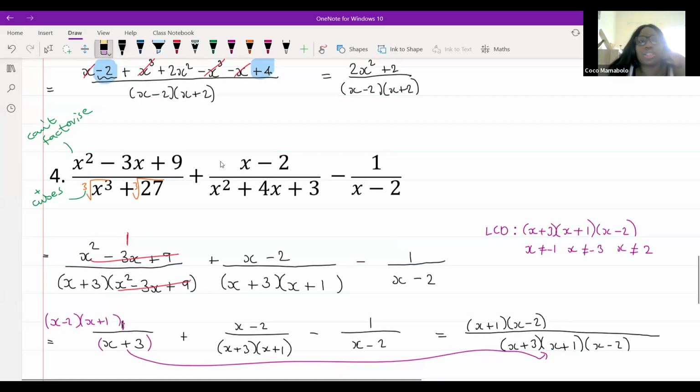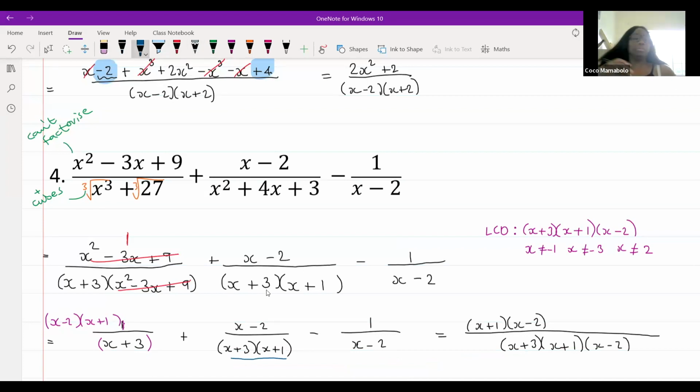Now, let's go to the second denominator. This one over here. This one in the middle here. What is this denominator missing? What is that denominator over there missing? X minus 2. Well done, Sia, that's it, x minus 2.